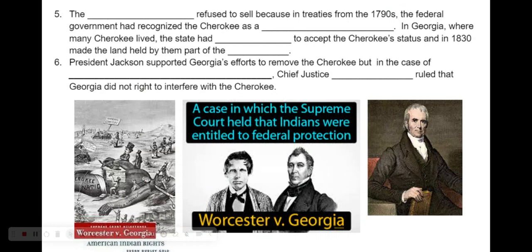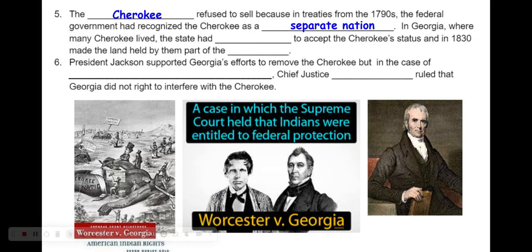So in number five, the Cherokee refused to sell their land because there were some treaties that go back to the 1790s where the federal government had recognized the Cherokee as a separate nation. They had their own constitution and system of government.